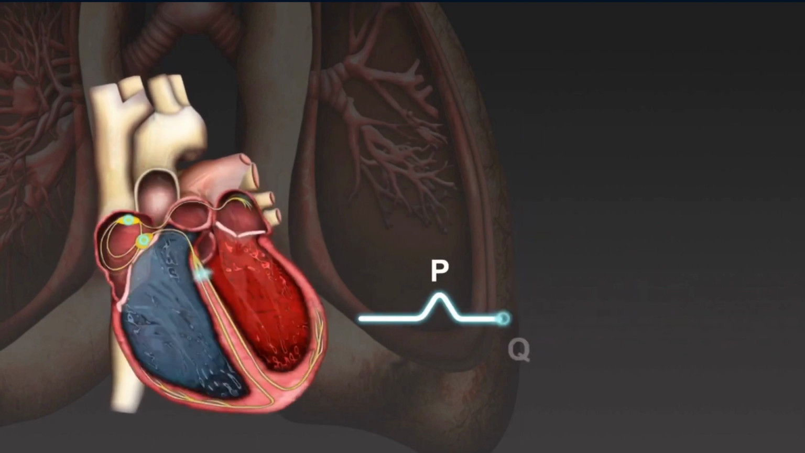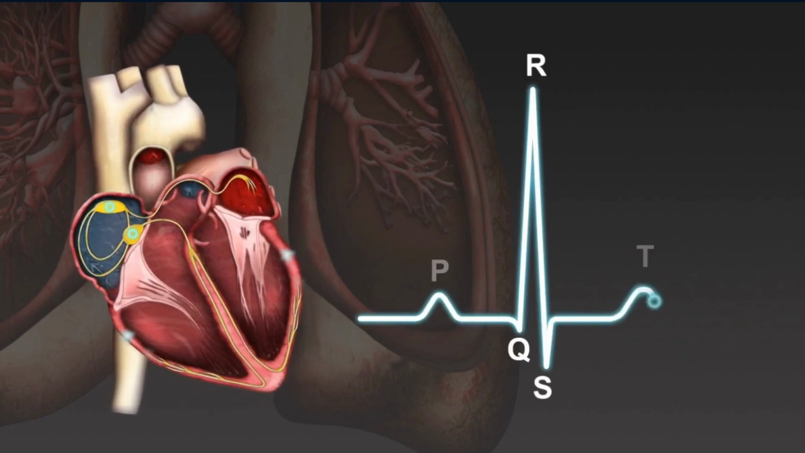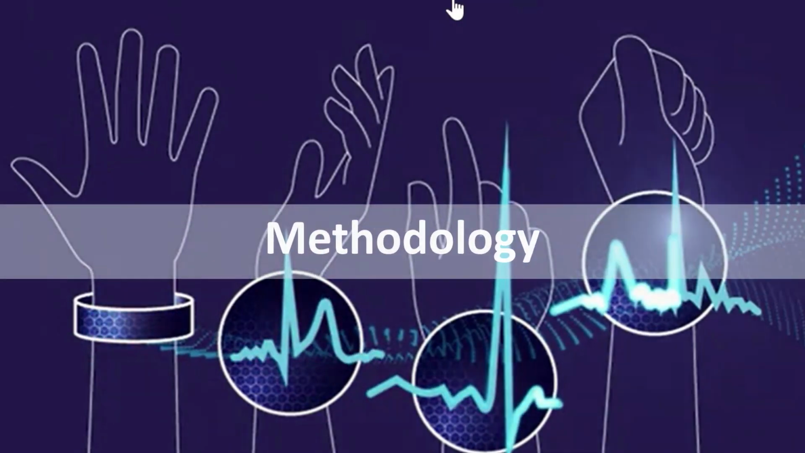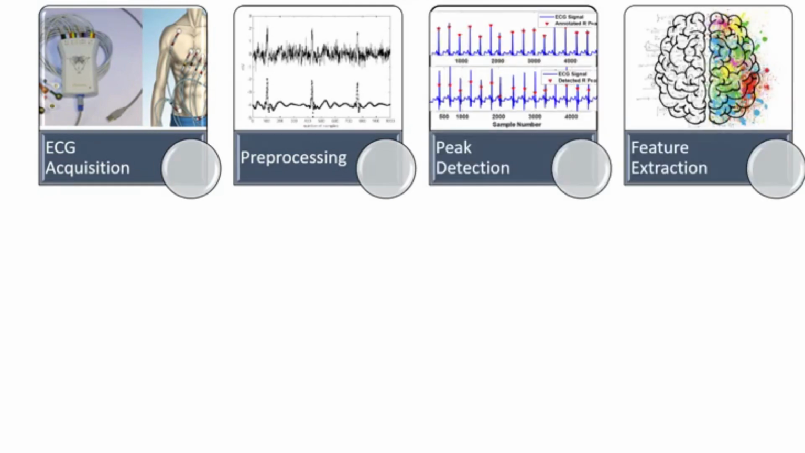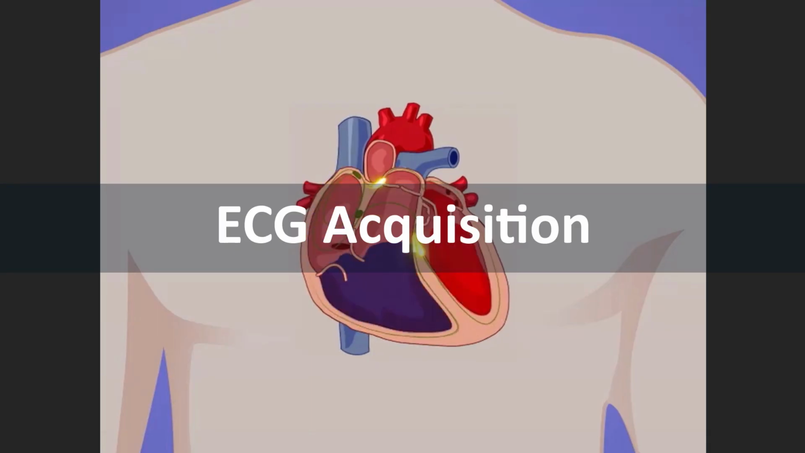An accurate diagnosis requires a thorough ECG analysis by an expert medical doctor, which is time-consuming. The development of an automatic ECG monitor can significantly improve the efficiency of the evaluation and diagnosis. The detection of cardiac arrhythmia using ECG signal consists of ECG acquisition, pre-processing, peak detection, feature extraction, and classification.